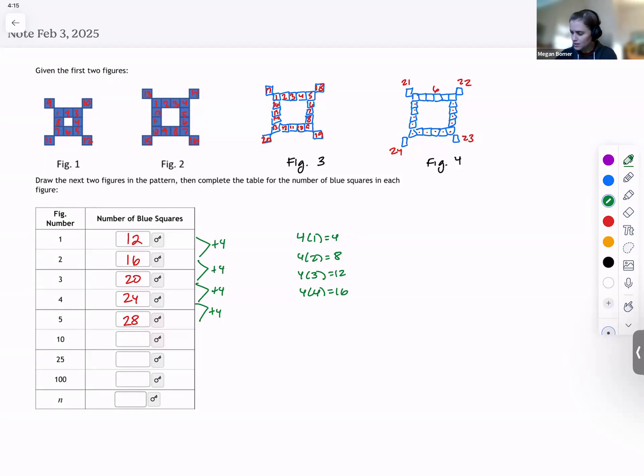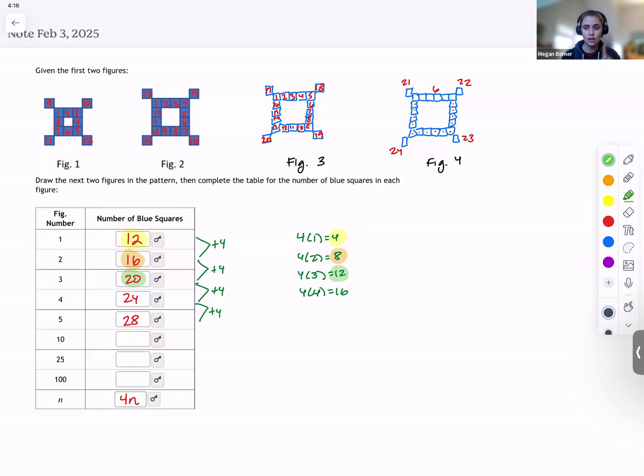But our rule needs a little bit more than, if that was the entire thing, then our answer for the rule would just be 4 times whatever the figure number is. But we can see if you compare, like here we had 12 squares and 4 times 1 is only 4. And here we had 16 squares and 4 times 2 is only 8. So they're both increasing by 4 as we follow this pattern. Here we had 20, but 4 times 3 is 12 when we're on figure number 3.